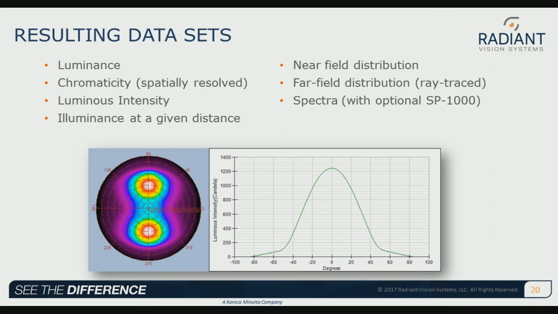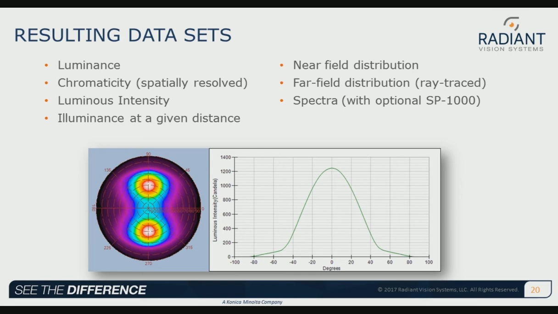So the resulting data consists of luminance measurements, and in those measurements you can get the chromaticity according to its spatial location on the source. We can again calculate the illuminance distribution at any given distance. We can see the near field distribution of light as well as that far field distribution, which is gathered again by ray tracing that pixel by pixel information.